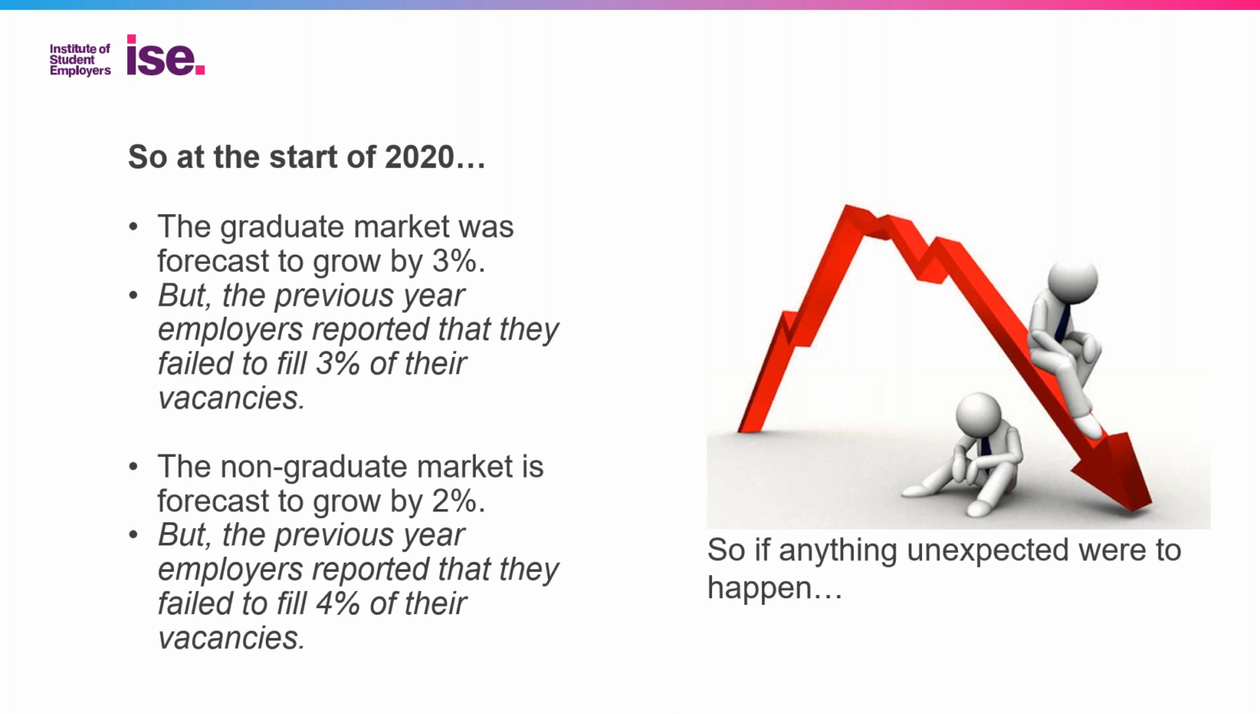Obviously, within that, we have a caveat, which is, well, if anything unexpected were to happen, that might change quite a bit. But it's an important bit of context here, because it tells us that at the beginning of the year, we had a pretty stagnant graduate and non-graduate labour market.